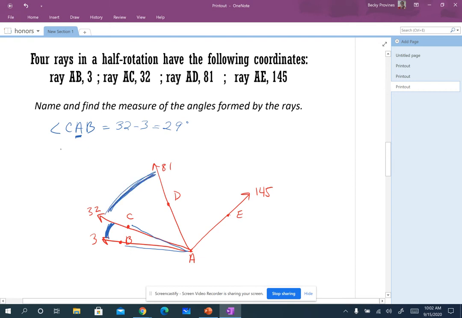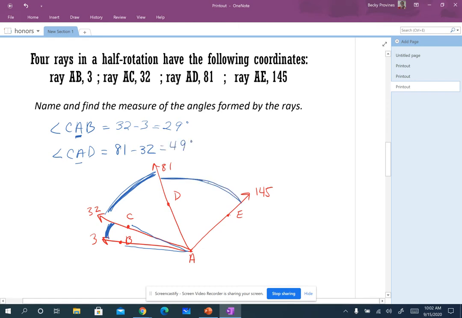Now, 2 ways to write it. You could say DAC or CAD. CAD. I just choose one randomly. There's no rhyme or reason. All right, 81 minus 32 is 49.